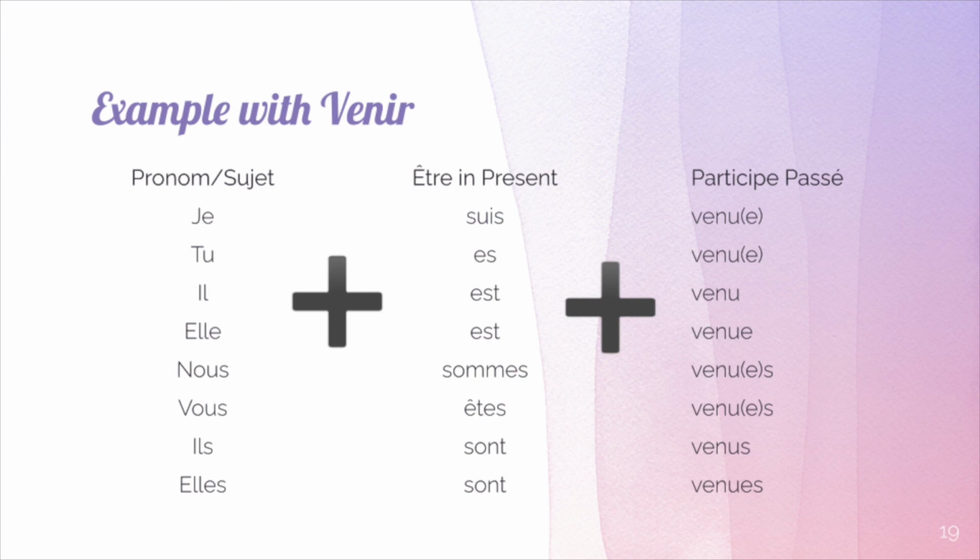Nous sommes venus, there is an accord since the subject is masculine and plural, we would add an S at the end. However, if the subject is feminine and plural, we would add an ES at the end. Vous êtes venus also follows the same rule as nous. Ils sont venus, there is an accord since the subject is masculine and plural, we would add an S at the end. And elles sont venues also has an accord since the subject is feminine and plural, we would add an ES at the end.